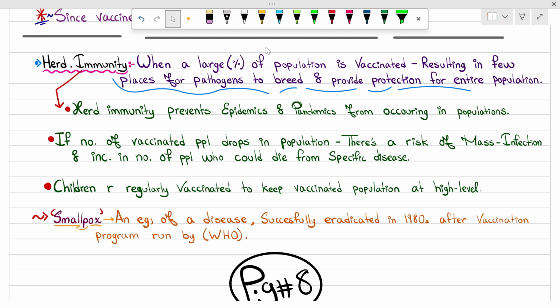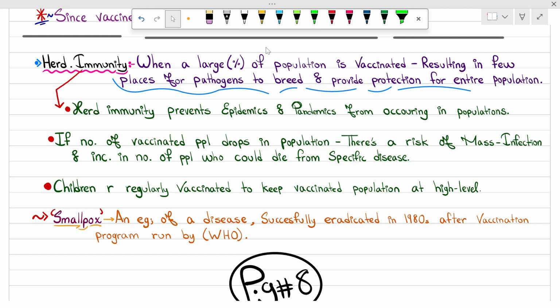If the number of vaccinated people drops in the population, there's a mass infection risk, and the number of deaths in the population could increase. Children are regularly vaccinated to keep the vaccinated population at a high level. This is why children up to 6 years old are regularly vaccinated.